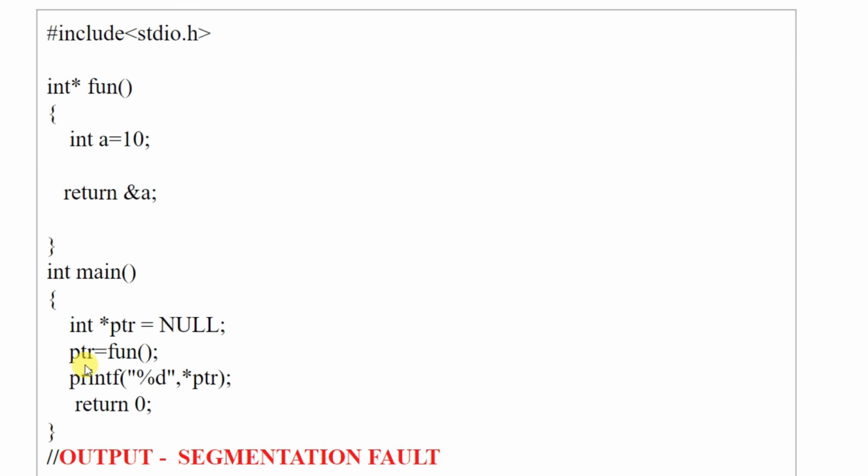Clear? And if you try to print the pointer, or the value of that memory location, you will get the segmentation fault error. So when you run this code, you will get a segmentation fault, because this pointer is pointing to a variable a whose memory location is already removed or freed. That is what you call a dangling pointer.